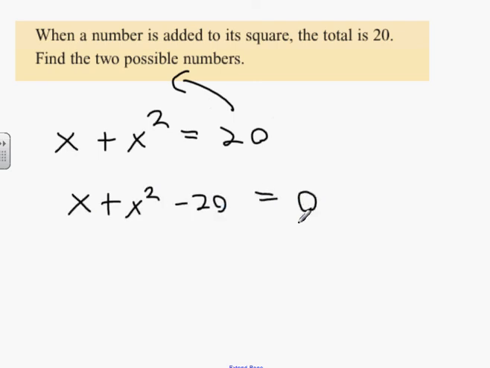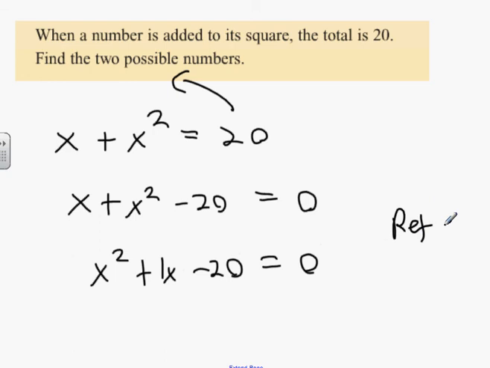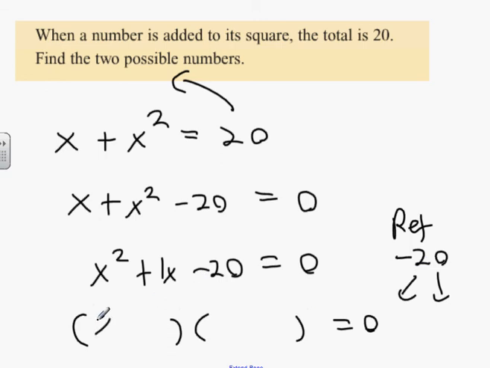Now, can somebody else tell me what we have to do next? Kenny? Yeah, but before that, we have to put the x squared in front, and the x in the middle, and the number at the end. Find the reference number. What is the reference number? Reference number is minus 20. And then, what two numbers will multiply to give you minus 20, yet when you add them, they'll give you plus 1?